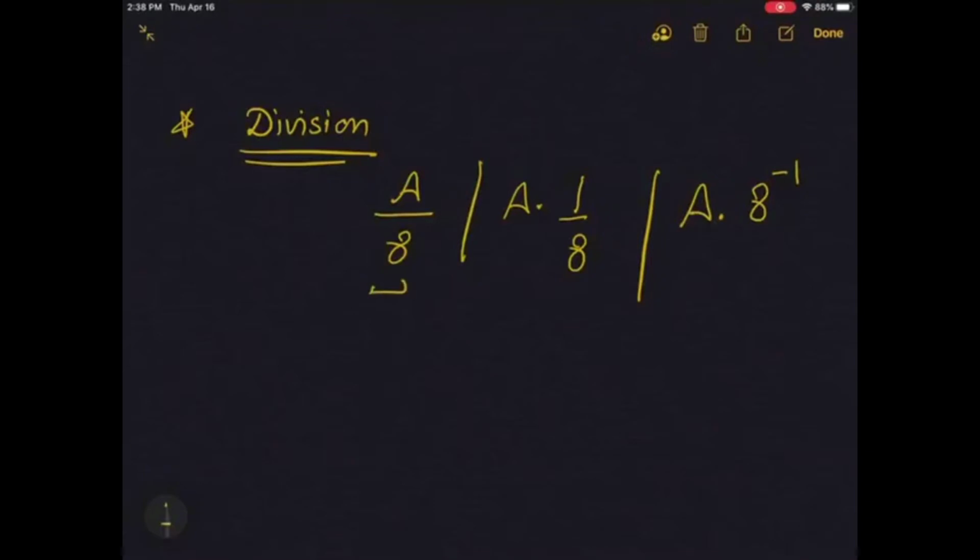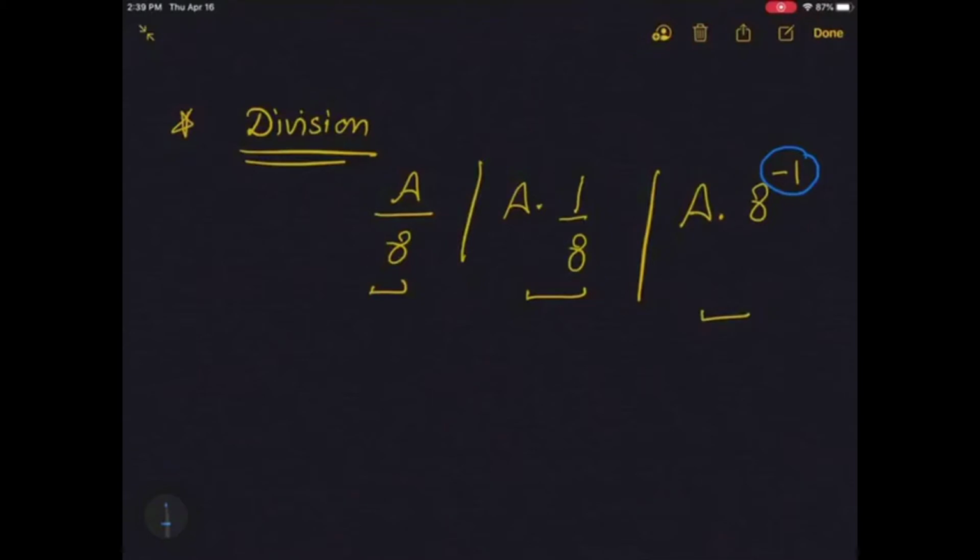Here I literally divided by that number. Here I multiply by the reciprocal. Here I just put the number with a negative exponent. I hope you remember, a negative exponent is basically the same thing, you just have to take it to the opposite side.